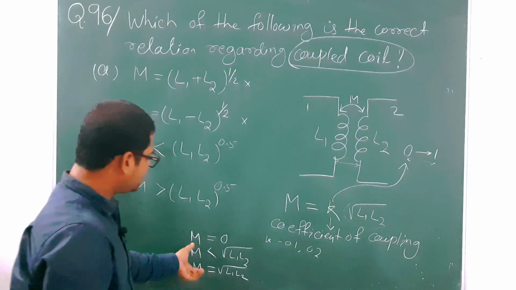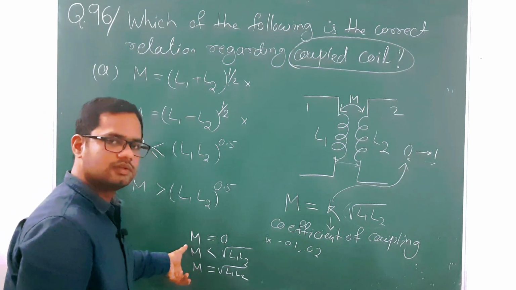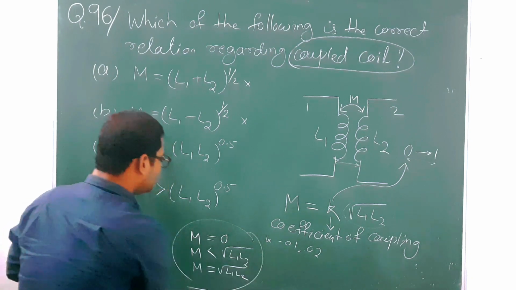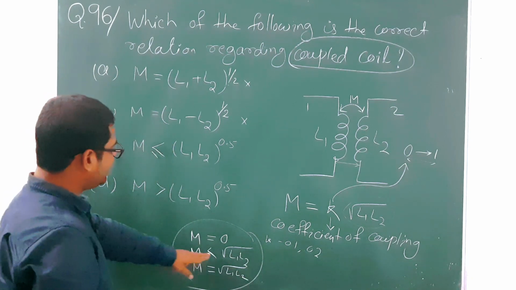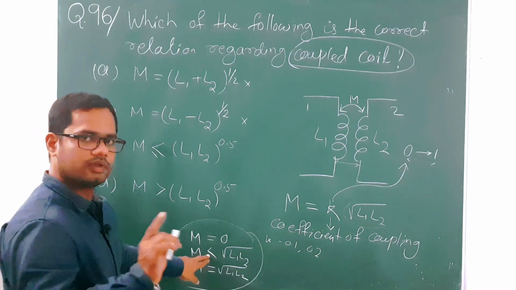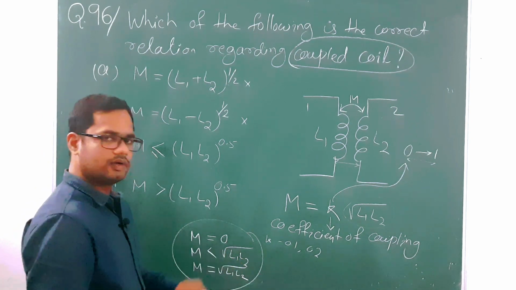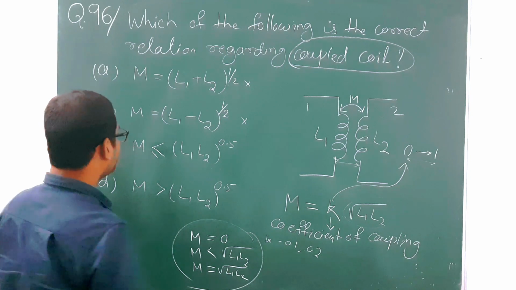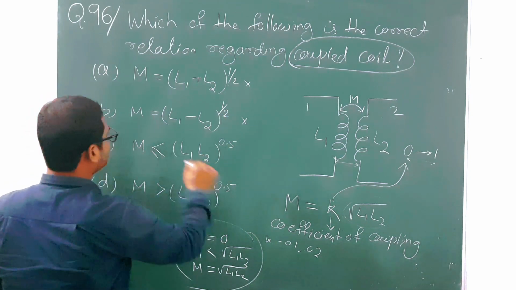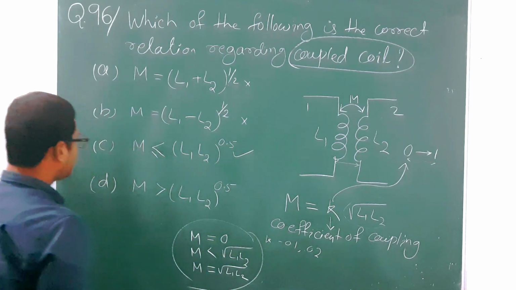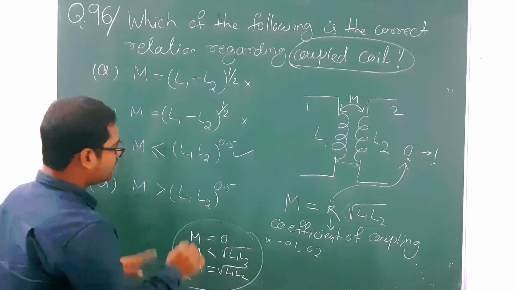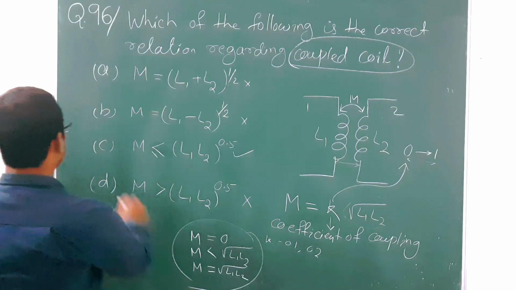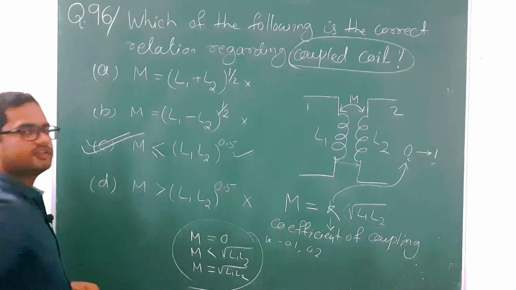So from this expression we can find out that your M value must be less than or equal to root over of L1 L2. If you check the options, your third option will be the correct option. M will never be greater than that. So from these four options, your third option will be the correct choice.